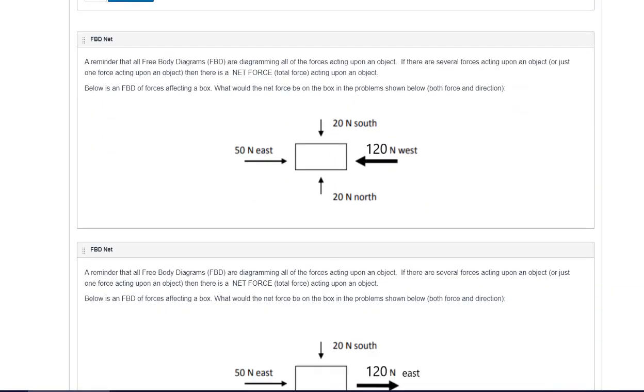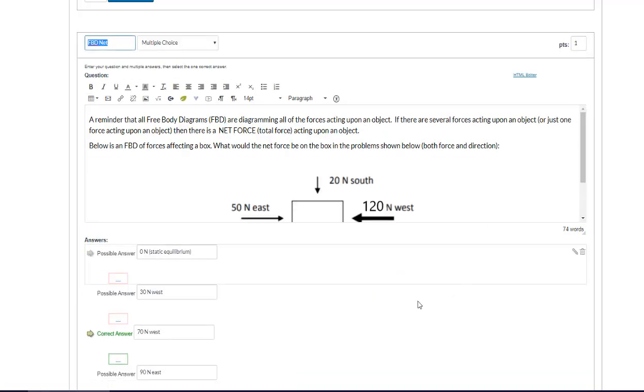A reminder that, okay, so what is the net force here? And you should have gotten 70 newtons west as your answer, because this is pushing 70 newtons harder to the west than this is pushing to the east.